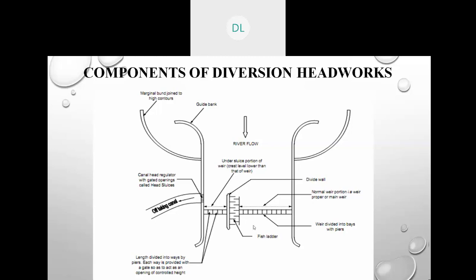So to allow the aquatic creatures to move from downstream to upstream, or sometimes from upstream to downstream, we need a way. So they call it a fish way, they call it a fish ladder. Whatever you call it, this is to allow aquatic creatures to move from downstream to upstream and upstream to downstream. These baffle walls enable this flow to take place slowly.